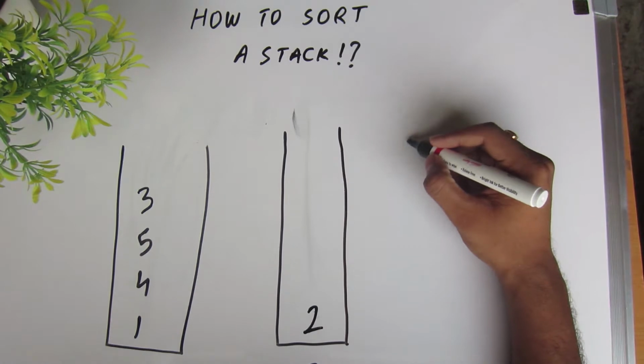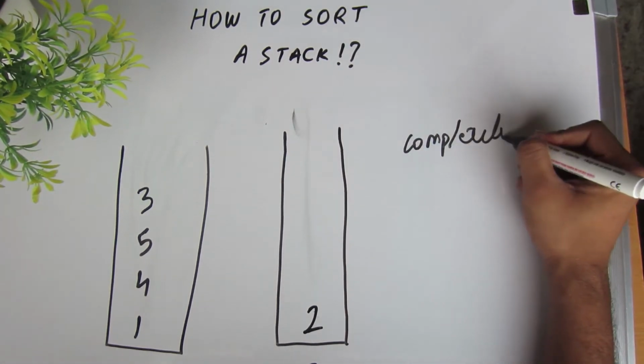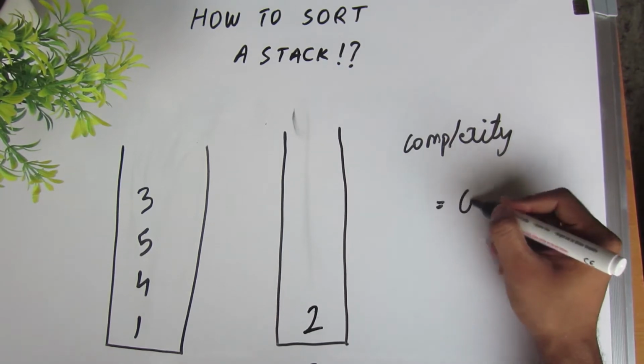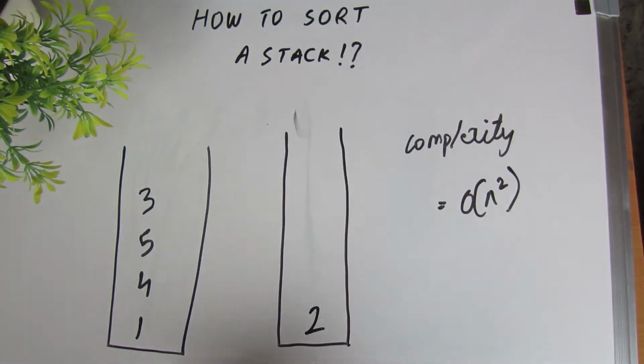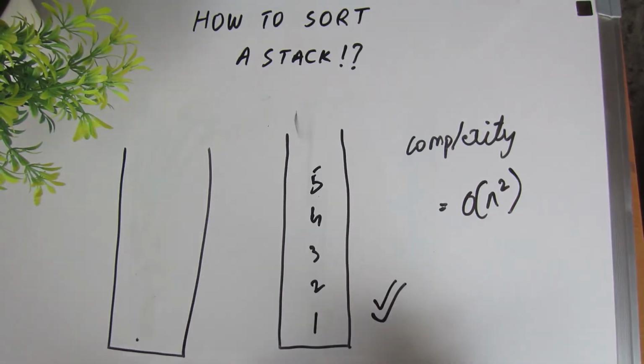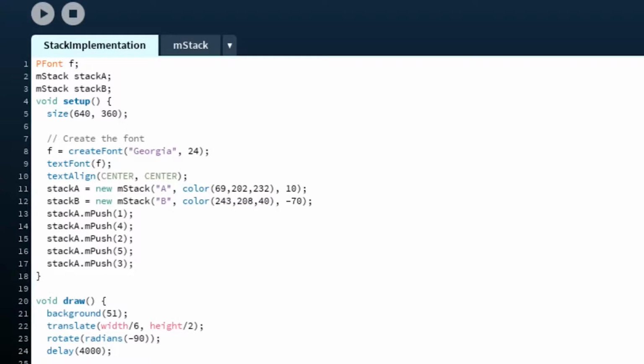The complexity of this algorithm is big O of n square. So it is not an optimal solution to sort the elements, but if you have only a stack, it is the best way to sort. In this video we will also walk through the code and see how the code is written, and there is a surprise element for you in this.